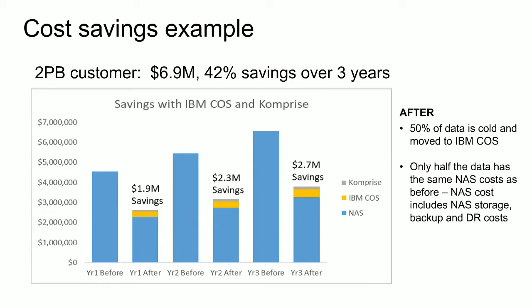And you buy both products through IBM. So you buy Komprise also through IBM. But with that, you can see that this customer was able to save $6.9 million over 3 years, because as the data grew, their savings also grew proportionately. And the reason the savings are so significant is because we're not only saving on storage, but we're also saving on the backup and DR costs on that cold data. And I'm going to show all that to you through the live demonstration. Okay? So with that backdrop, let me actually switch into the demo.